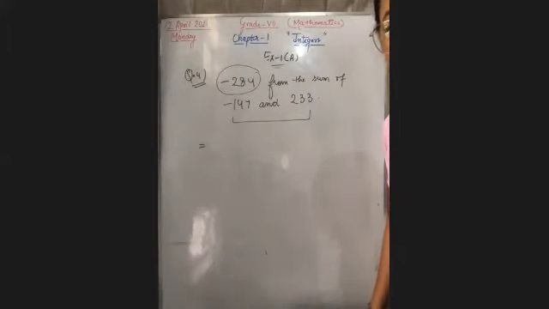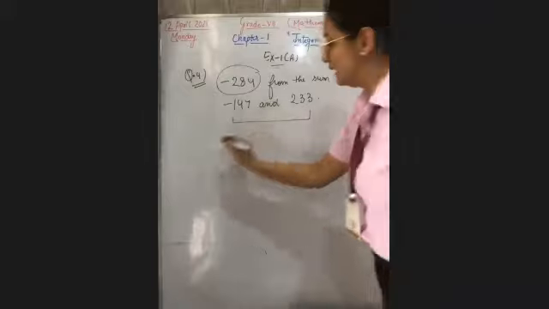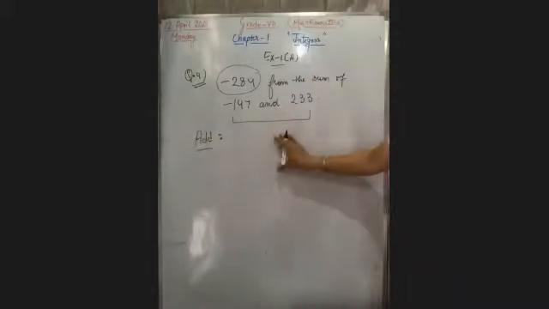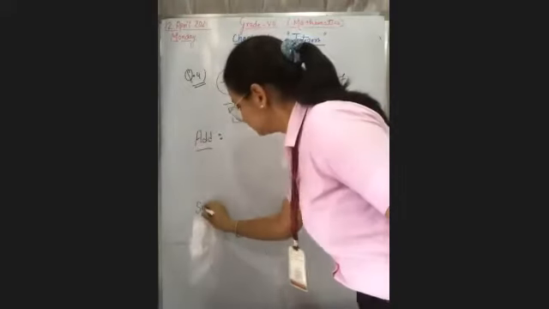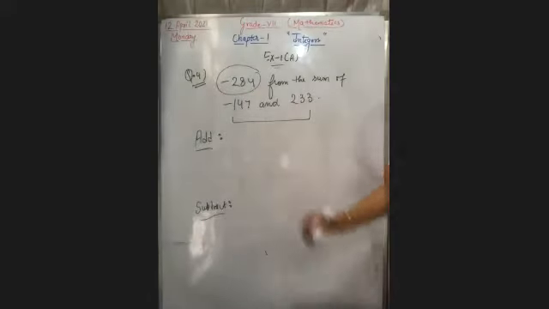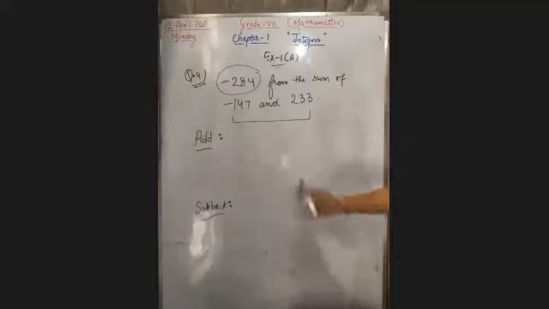Some are giving the correct answer, some are giving the wrong answer. Do the question again. Solve it again. So there are 2 steps. First of all, add these 2 values. Whatever the answer is, then subtract this value from it. So do it step by step. You know which values you have to add and then subtract.